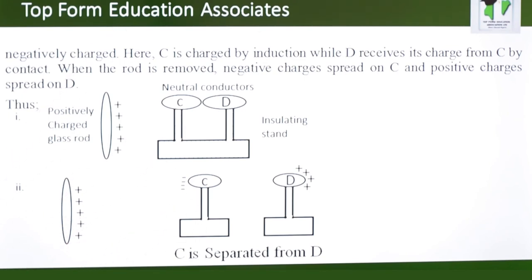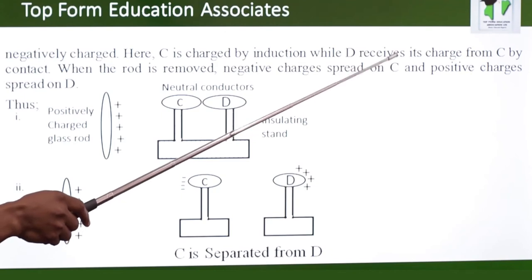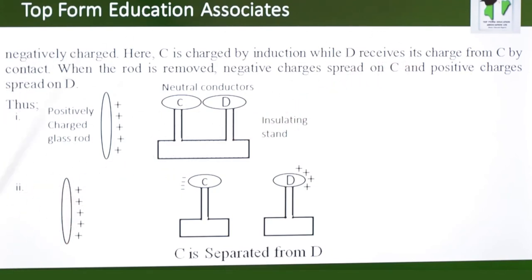Is that okay? Because we see the fundamental law of charges: like charges repel each other, while unlike charges attract each other. So C is not separated from D. C is charged by induction, while D receives its charge from C by contact, because they are in contact with each other. C gets its own charge by induction, because it is not really in contact with the glass rod; it is only placed near it.